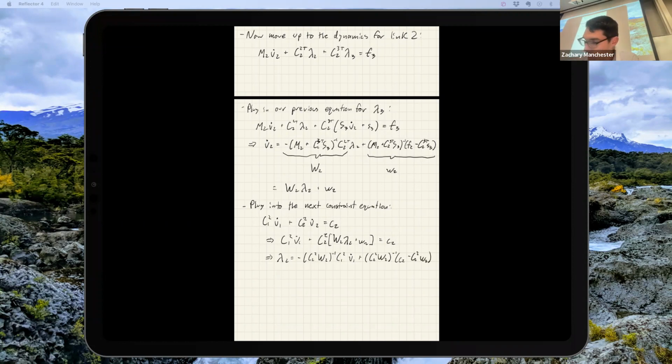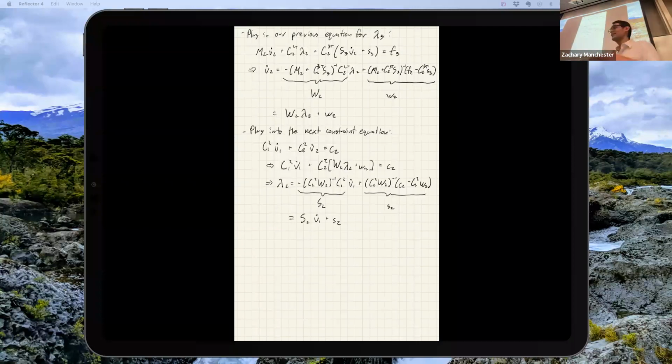Okay, and now, going with the theme, we're going to call this whole thing that multiplies the v dot, S. And then this little vector over here, little s. So we get this whole thing equals big S2 times v dot 1 plus little s2. Now it should be hopefully very obvious that we have a nice little recursion going with these S's and W's, and I can just do this up the whole chain. It doesn't matter how long the chain is. I can just do this until I get to link 1, and joint 1, all the way up.